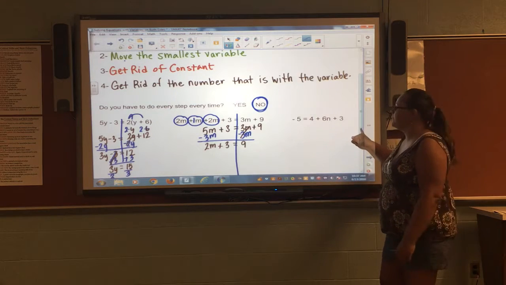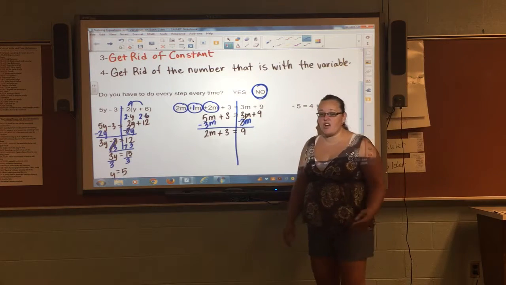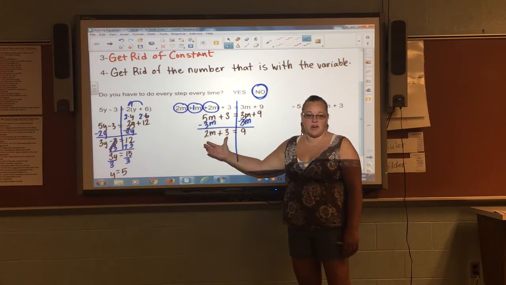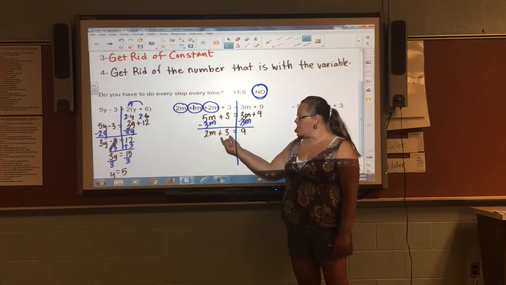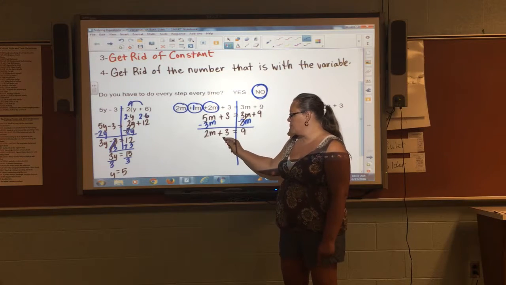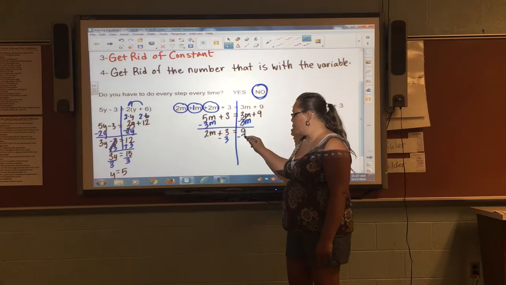The third step says to get rid of the constant term, or that plain number that's on the same side as the variable. My variable's over here, so my plain number would be plus 3. So the opposite of plus 3 would be to subtract 3 from both sides.